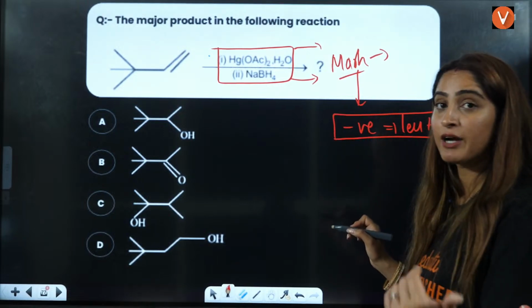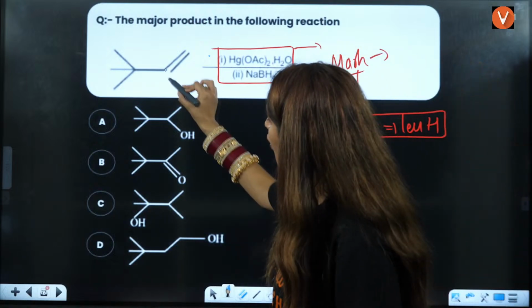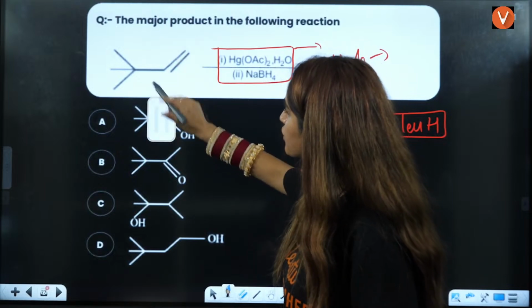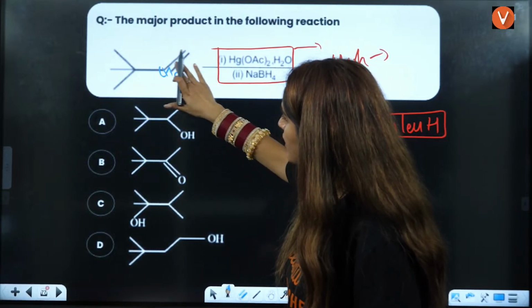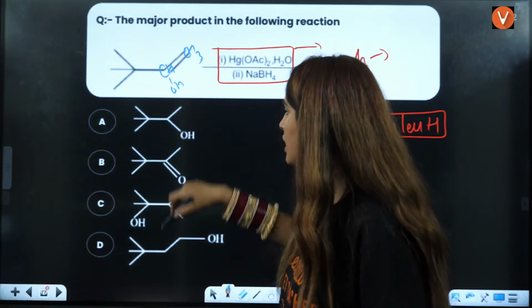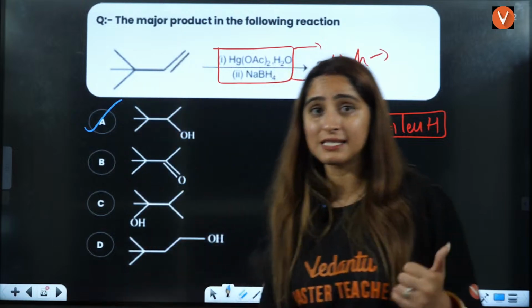Anti-Markovnikov means the negative part goes to the carbon with more hydrogens. This one has fewer hydrogens, so OH will be attached here and H will be attached here. So this will become CH2, or you can say CH, then OH, then CH3. So this is the correct answer, that is, A is the correct answer.